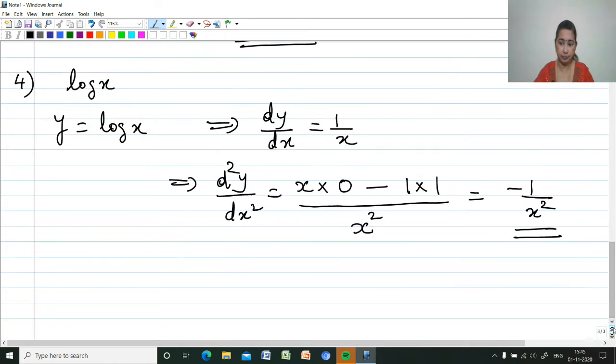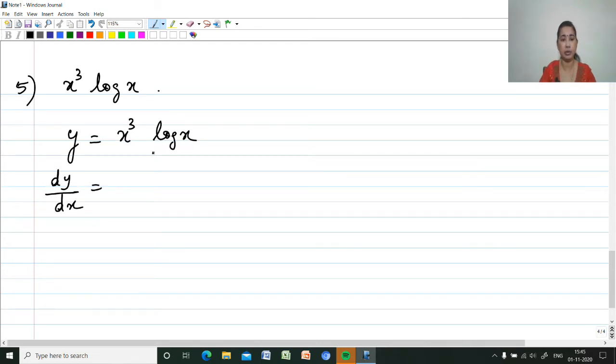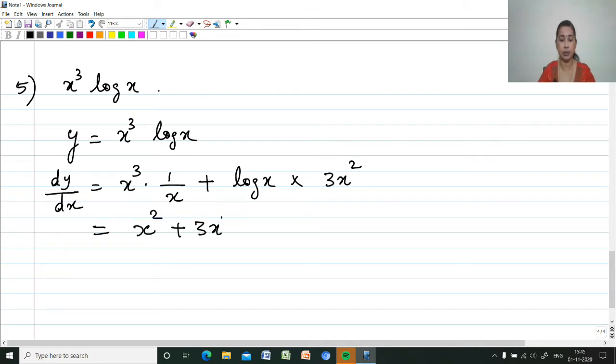Now next one, question number 5, x cube log x. Let y is equal to x cube log x. So finding dy by dx equal to first function into derivative of the second, derivative of log x is 1 by x, plus second function into derivative of the first is 3x square, and this can be simplified as here x cube and x, so cancelling we are getting x square plus 3x square log x.